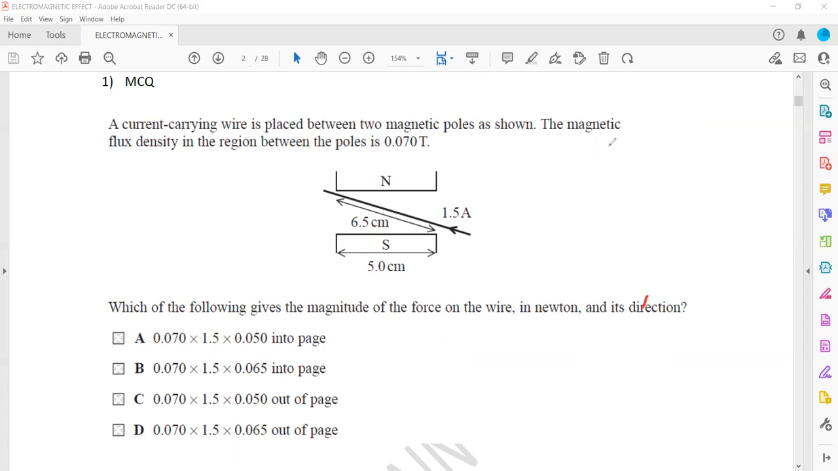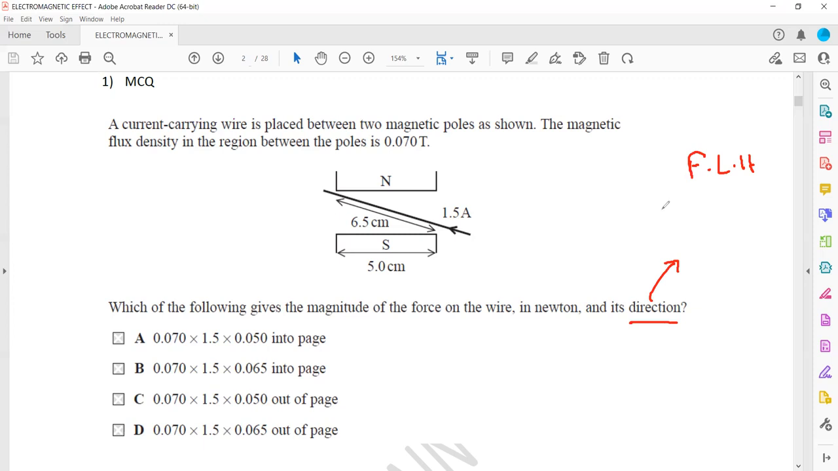And its direction. So first, how can you work out the direction? To work out the direction, we will use the left hand rule, Fleming's left hand rule. According to Fleming's left hand rule, the index finger, the first finger, represents the magnetic field. The second finger represents the direction of the current, and the thumb will represent the direction of force.